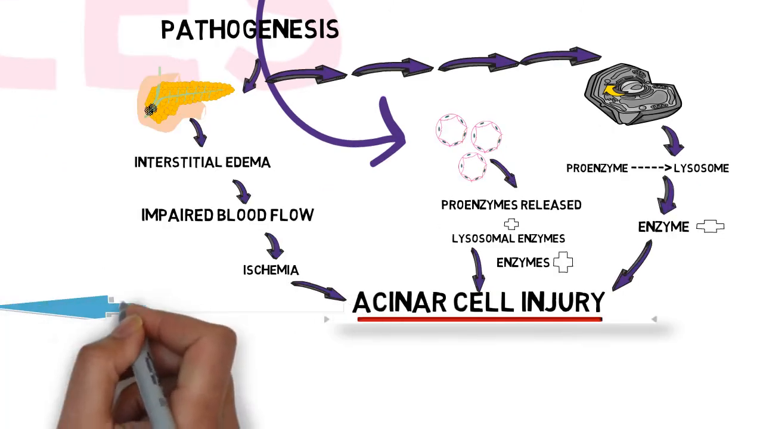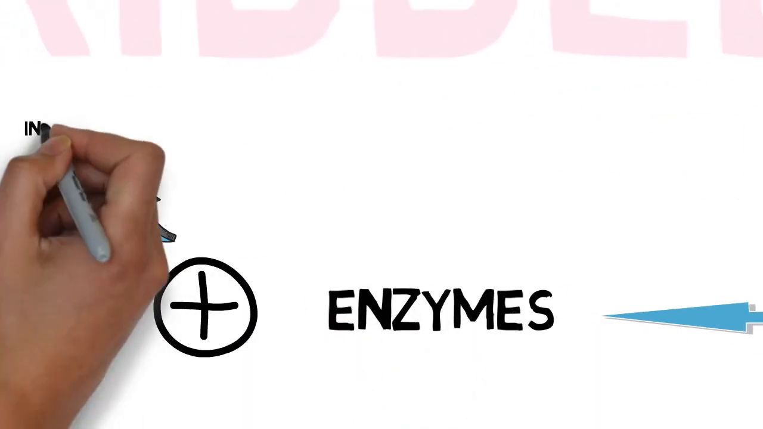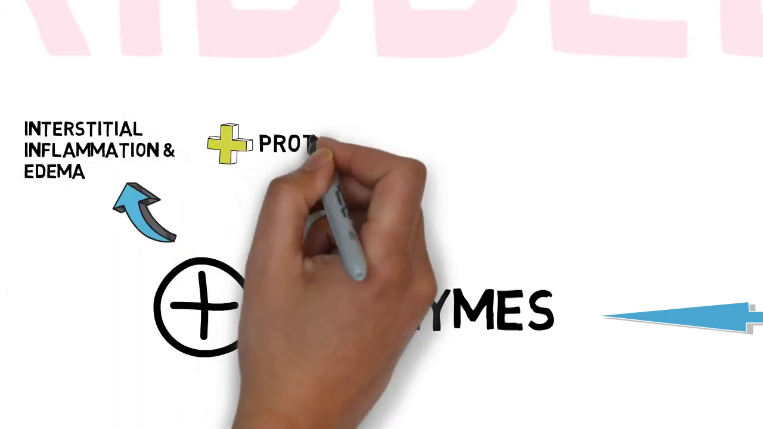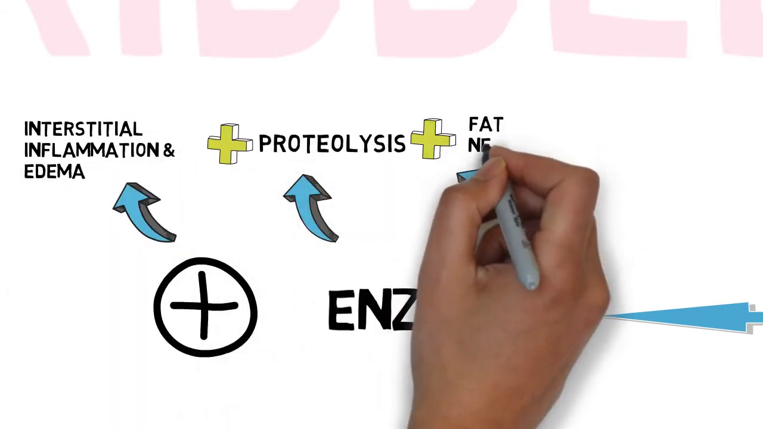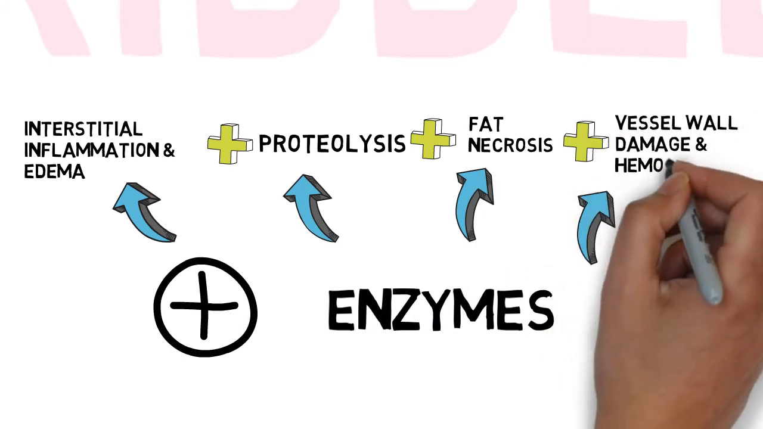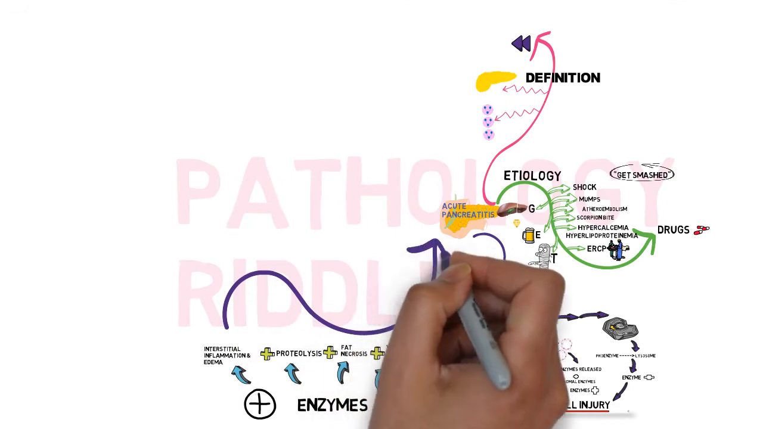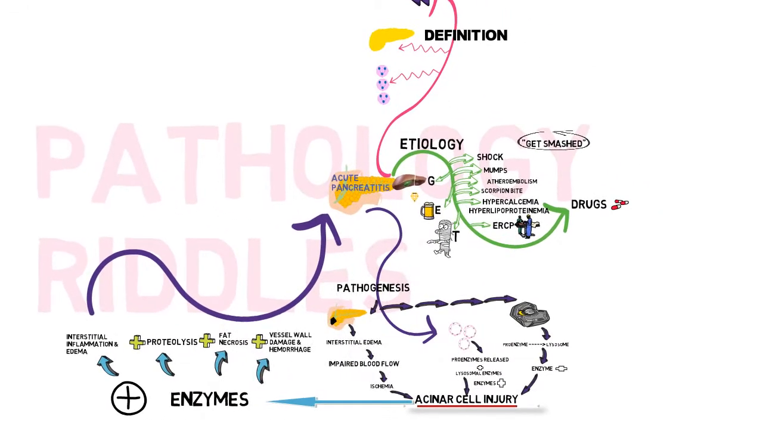All three mechanisms result in more acinar cell injury and release of activated enzymes, leading to interstitial inflammation, proteolysis, fat necrosis by phospholipases, and damage to the vessel wall by elastases, leading to hemorrhage. These end results together constitute acute pancreatitis.